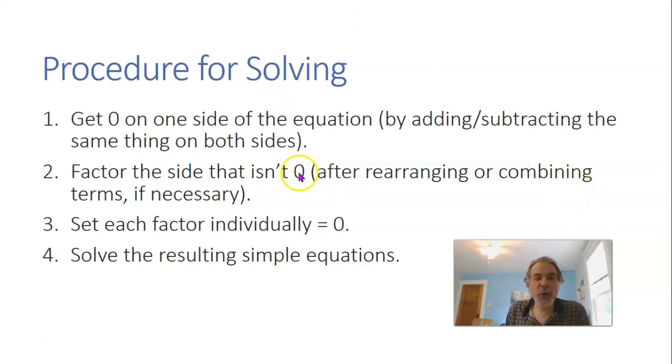Then once you have a 0 on that one side, look at the other side with all that stuff on it and factor that. You might want to do some rearranging or combining first, but then you'll have to factor it into something times something else. And then break the whole thing up into separate, simpler equations by setting each factor individually equal to 0. And then solve the resulting simple equations.